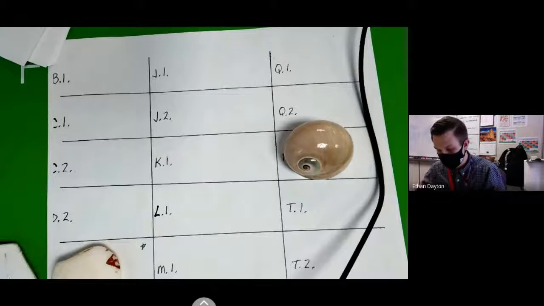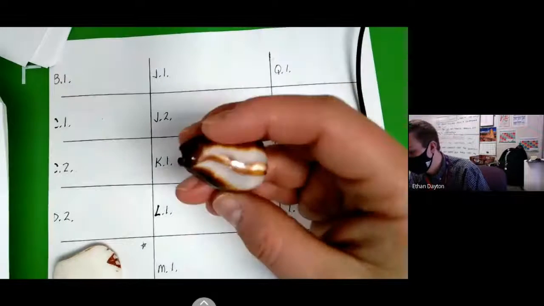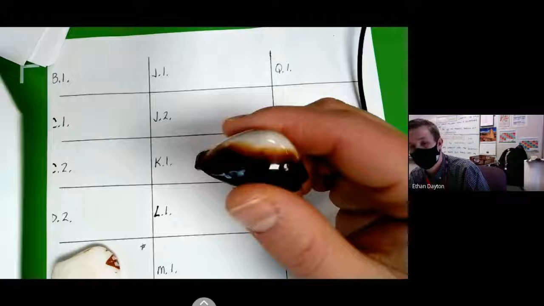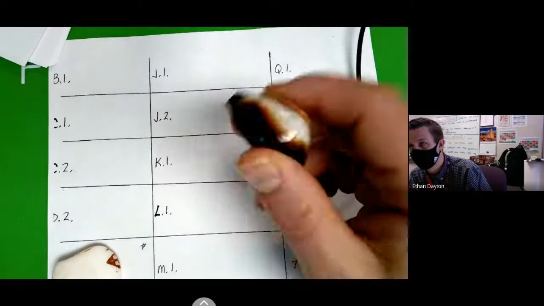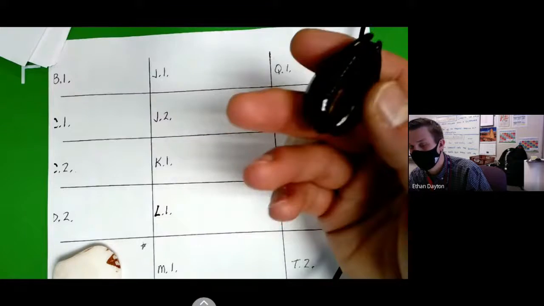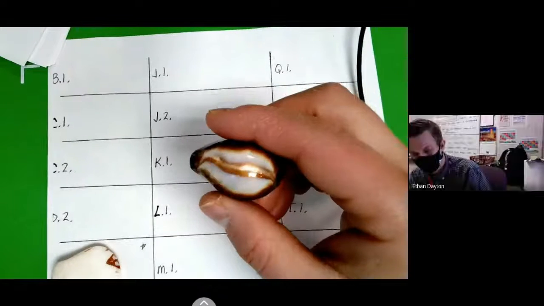Now, does it have a spire or not? This one should be easier. What do you think, Cooper? Spire or no spire? Remember, the spire is the pointed part. No spire. It is not distinctly snail-like. So we're going to go to G1 or G2.